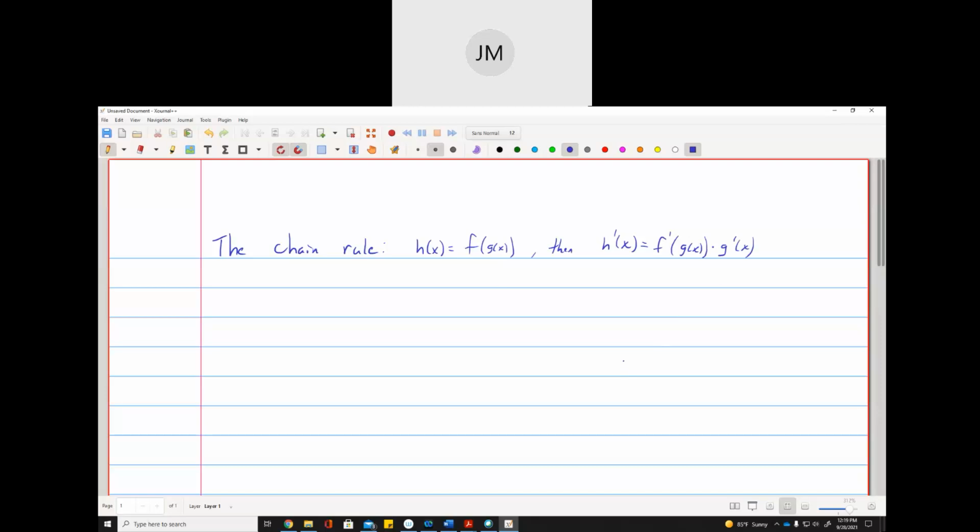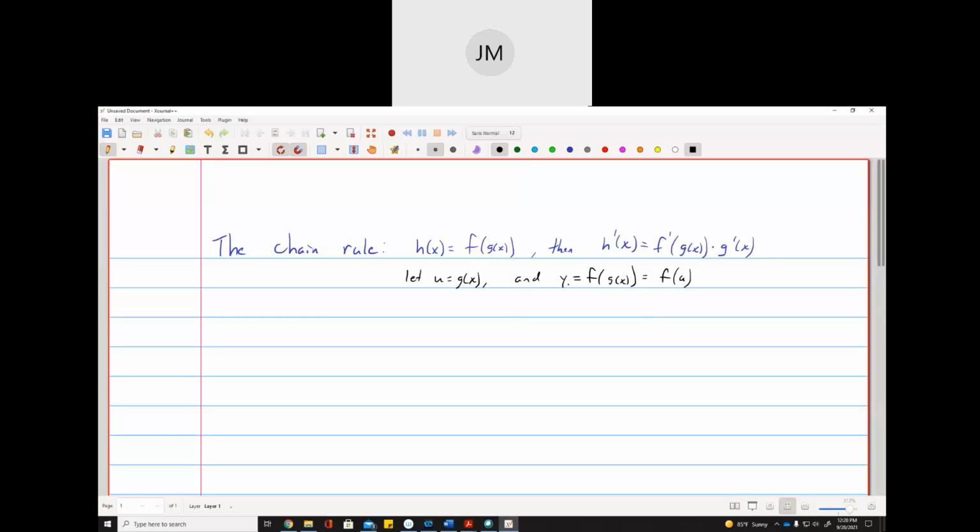Okay. There's another way to write this. Let's back up a second. Let u equal g of x and y equal f of g of x. Since g of x is u, I could write this as f of u.